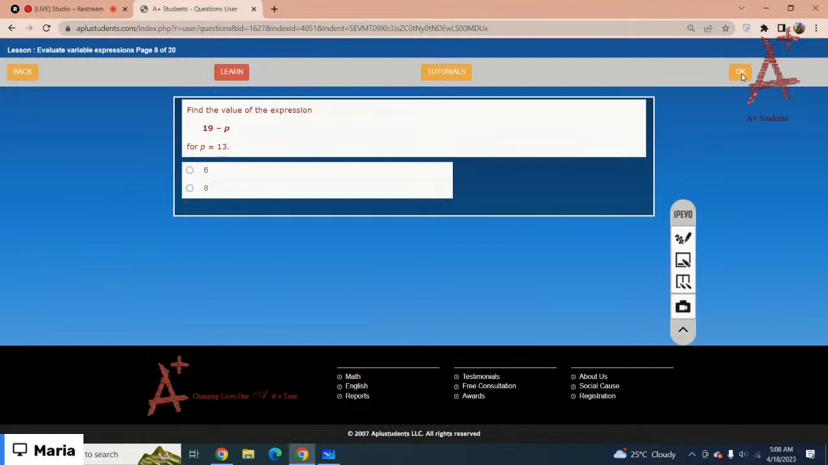Okay, 19 minus p. Replace the p with 13. So 19 minus 13 equals, it would be, 19 minus 13 is 6.